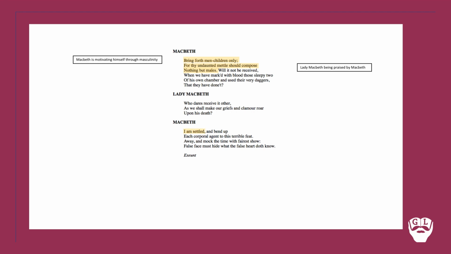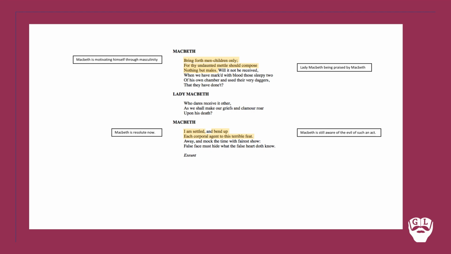Continuing the scene, we see how he says, "I am settled." He's resolute now. He also then continues to say, "and bend up each corporal agent to this terrible feat." While he is decided, he's still aware that he has to bend up, he has to switch, alter everything towards what he still refers to as a terrible feat. He knows still at this point that it's going to be a very evil act.